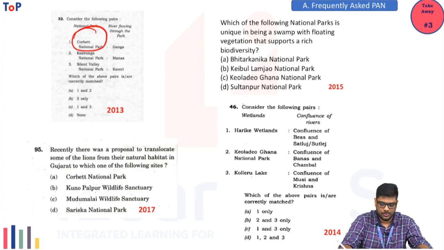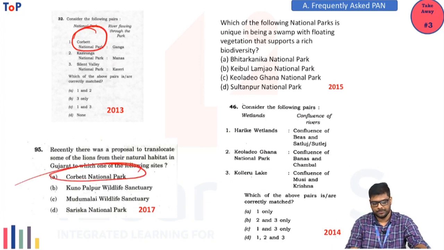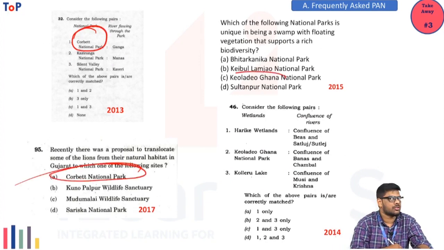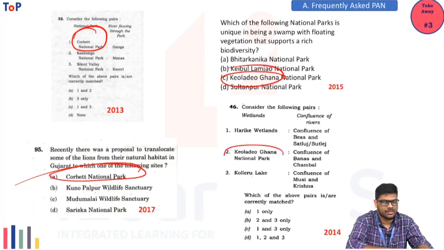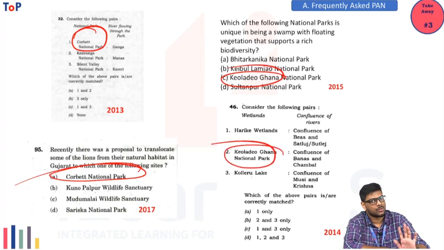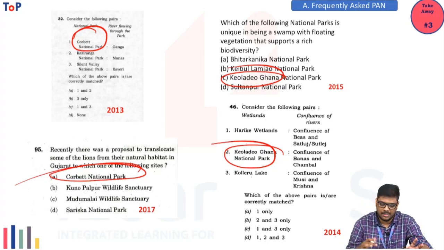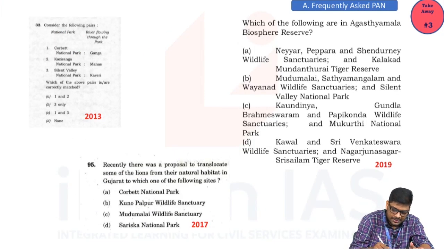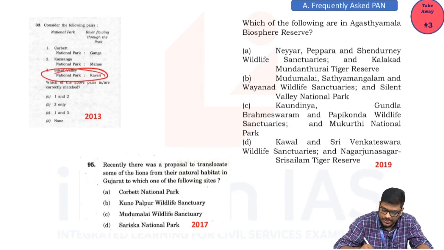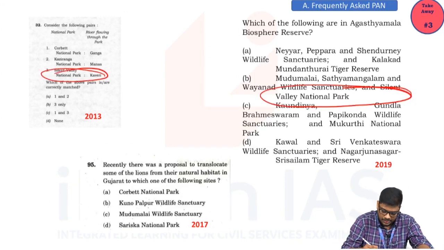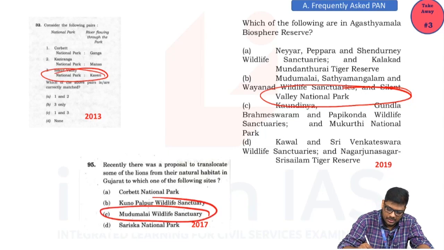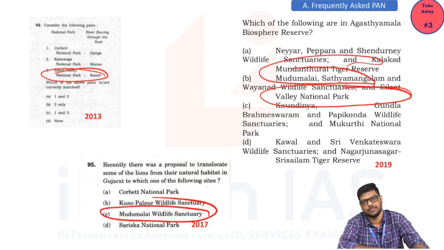Corbett National Park for you and Corbett National Park for you, and here also Keoladeo National Park for you. Look how closer the options are, how restricted the UPSC is. And more example for you. Here also Silent Valley National Park. Here also Mudumalai Wildlife Sanctuary.